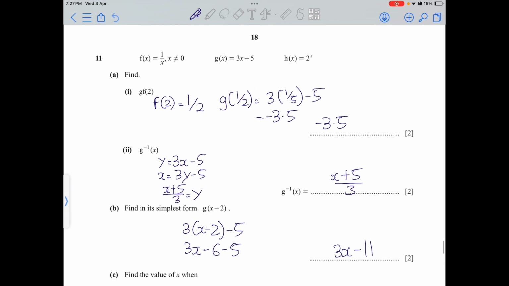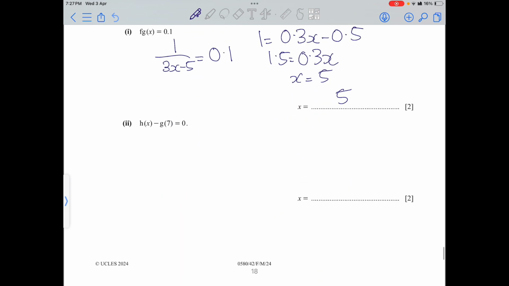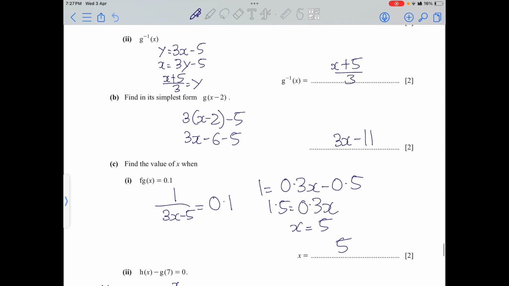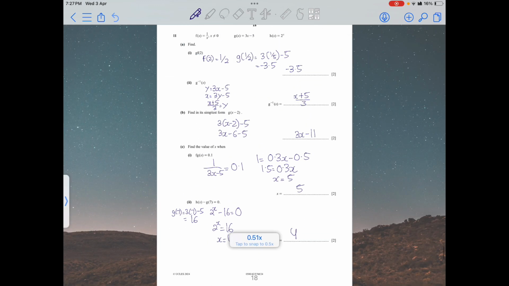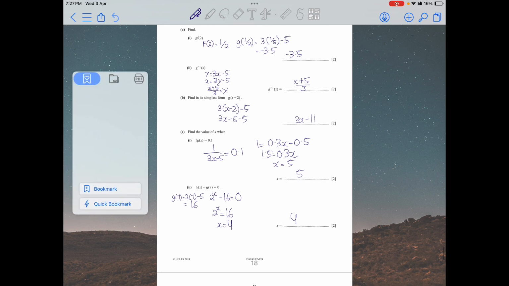Find h of x. H of x is 2 to the power x. G of 7. So g of 7, that would be 3 into 7 minus 5. That's 21 minus 5, which is 16. So 2 to the power x minus 16 is equal to 0. 2 raised to x is equal to 16. X would then be 4. I hope this is clear. I did it fast. It's a very easy question, and you do make sure that you get 4 in this question.